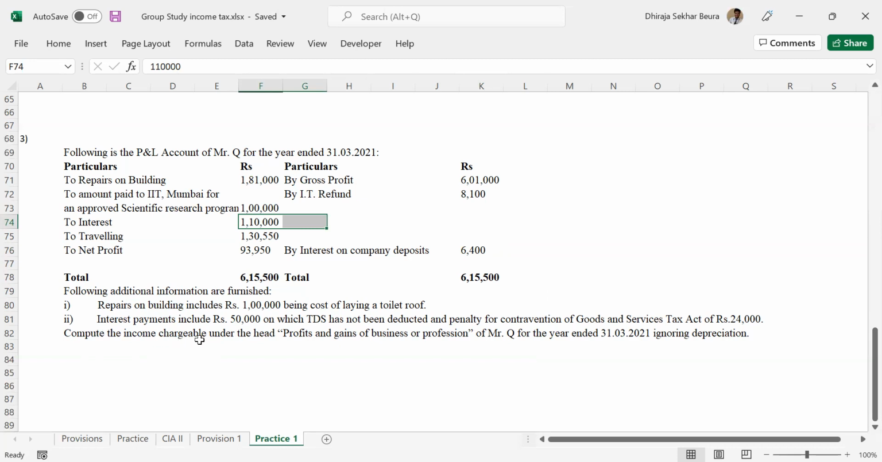Compute the income chargeable under head profits and gains of business or profession of Mr. Q for the year ended 31st March 2021, ignoring depreciation. Now let me give you some additional information which would help you in solving the question.